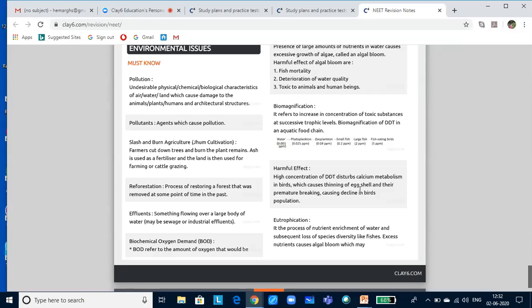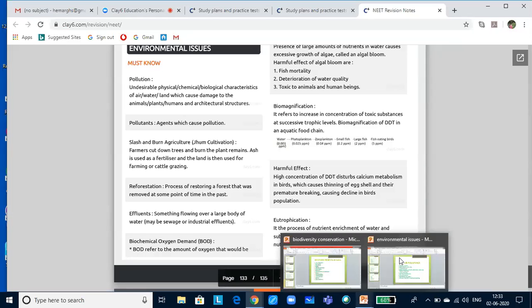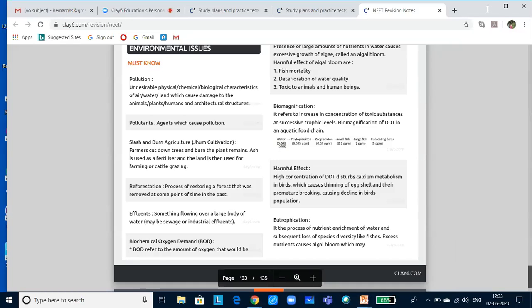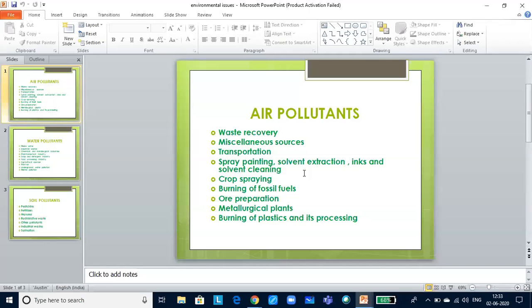One is air pollution. It is the release of any form of metal or gas which is harmful into the atmosphere. So any unwanted thing that is getting into the atmosphere which is not needed by the organisms is known as an air pollutant. Now let us look at air pollutants. So what are the different air pollutants?